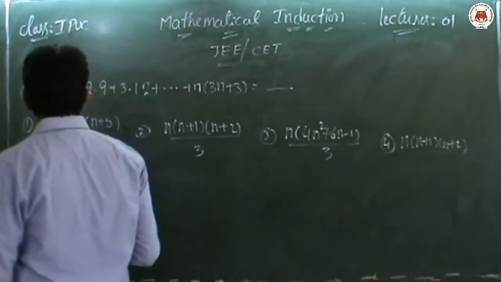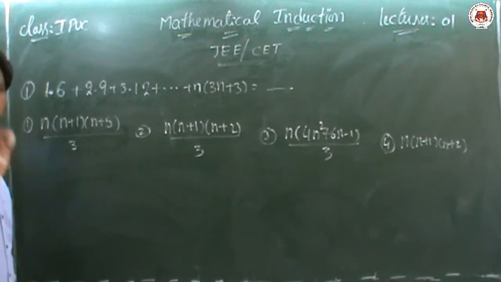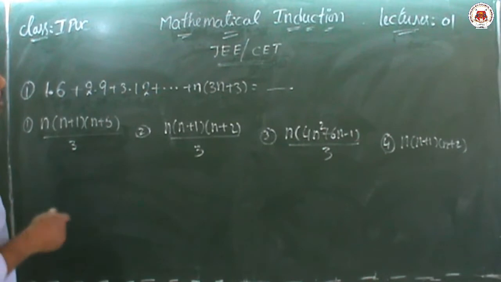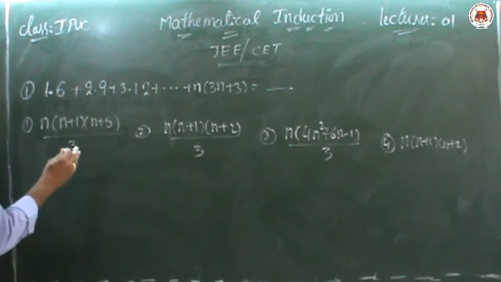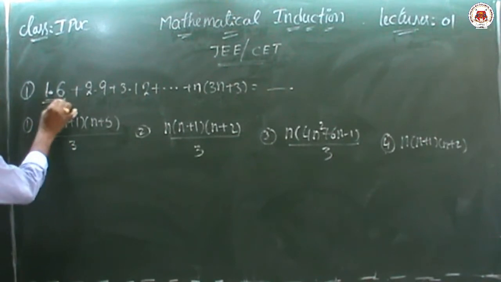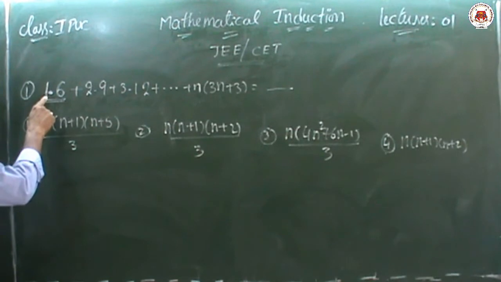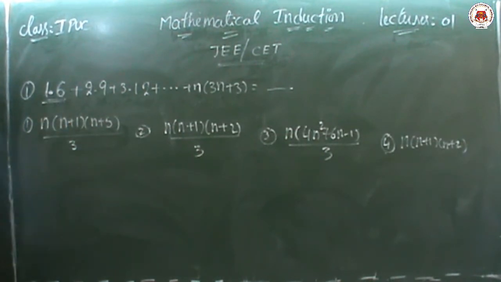Children, in this mathematical induction, the easy method is always to take n equal to 1. There, 90% you will get the solution. So substitute n equal to 1 in the options and see which option gives the same first term. What is the first term in the question? The first term in this question is 1 into 6.